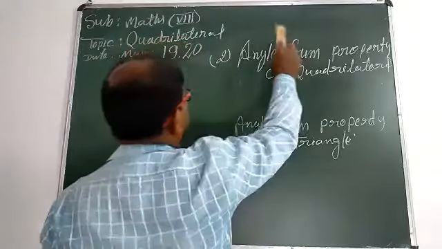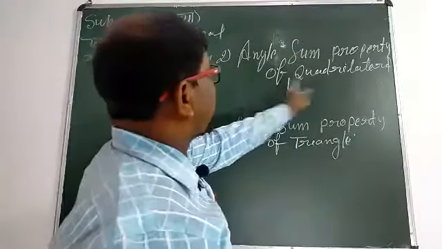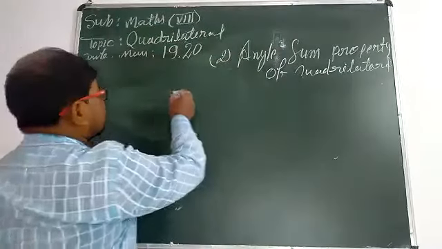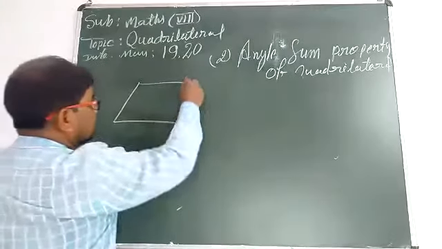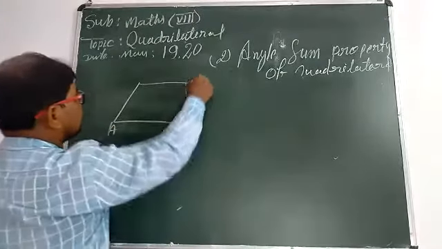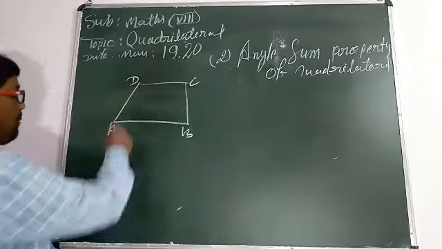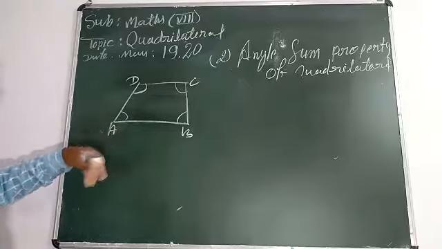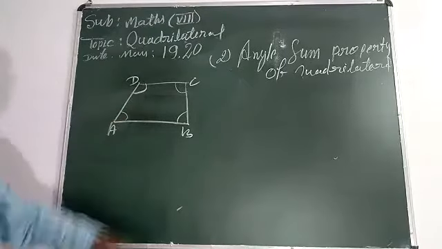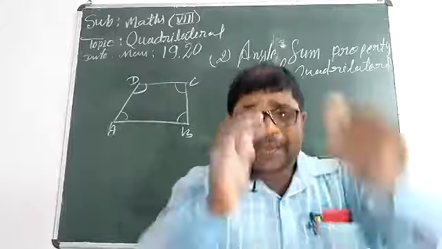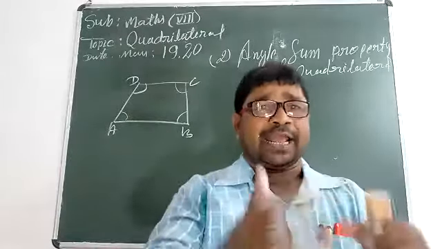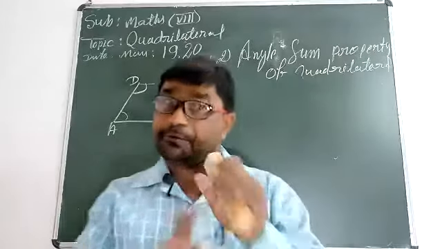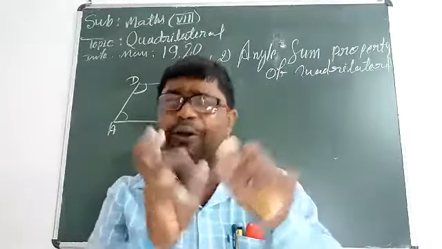Now students, we should go to our major statement. Angle sum property of quadrilateral. Suppose that this is our quadrilateral ABCD. We want to check what the sum of all four interior angles is. We are trying to find the sum of all four angles in a quadrilateral. What is the sum? We don't know. We are going to find it according to our simple operation.